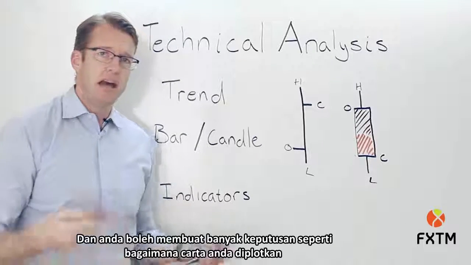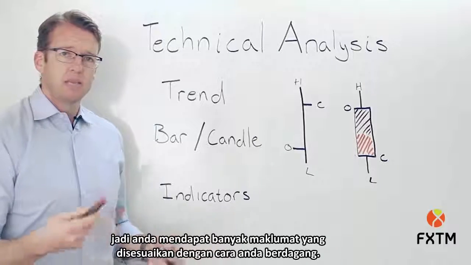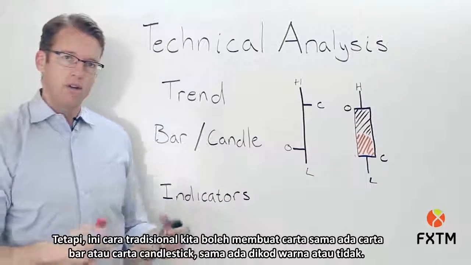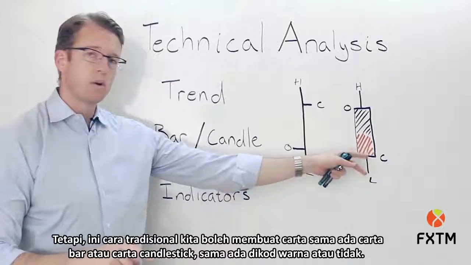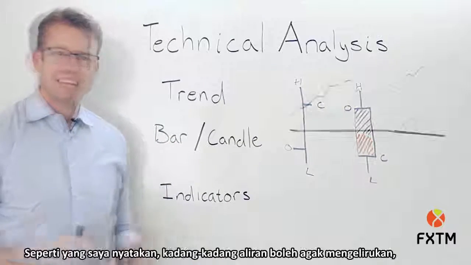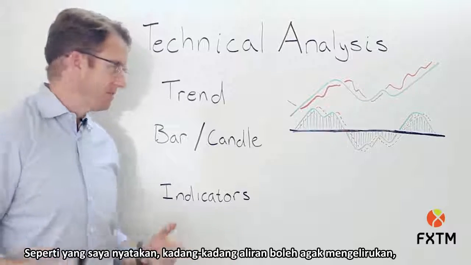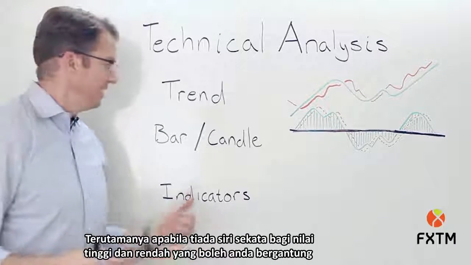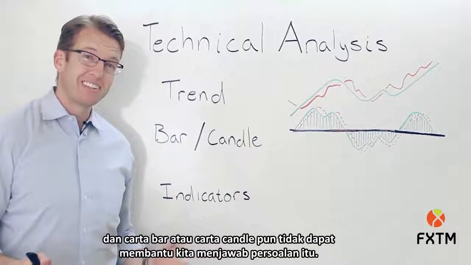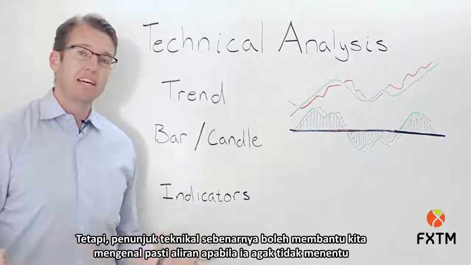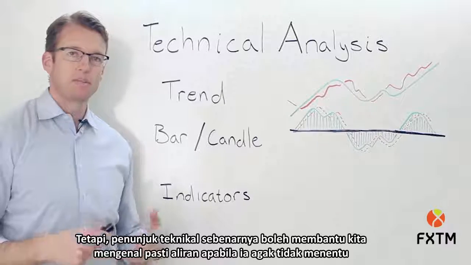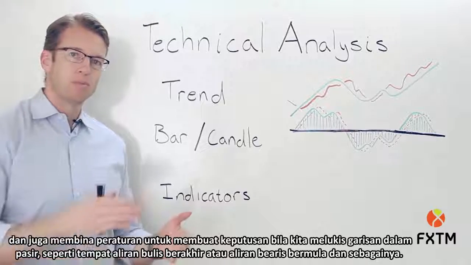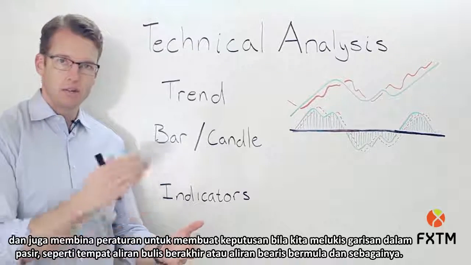And you can make a lot of decisions as to how your chart is plotted so that you get the most information that really accommodates the way that you're trading. But this is traditionally how we would chart either a bar chart or a candlestick chart, whether we color code them or not. Now, as I mentioned, the trend can sometimes be a little confusing, especially when you don't have an even series of highs and lows to rely on, and not even bars or candlesticks can necessarily help us to answer that question. But technical indicators can actually do a really good job of not only helping us to identify what the trend is when it's a lot more ambiguous, but also to build rules around to decide when we're drawing a line in the sand as to when a bullish trend ends or a bearish trend begins and so forth.